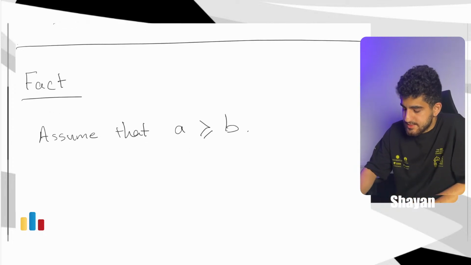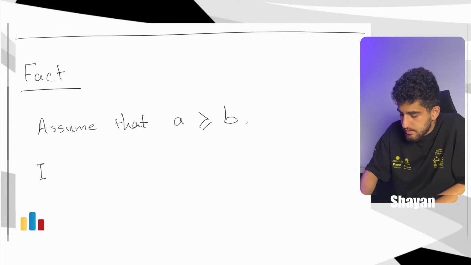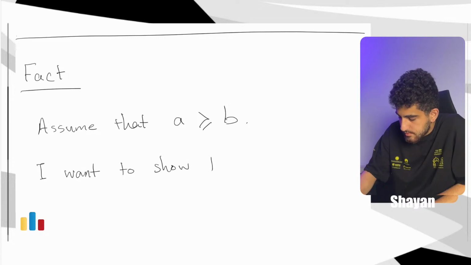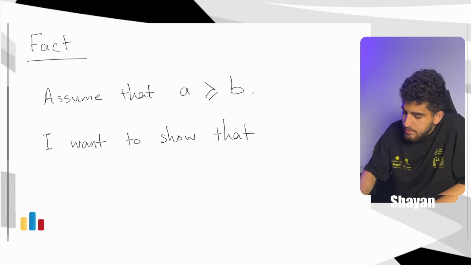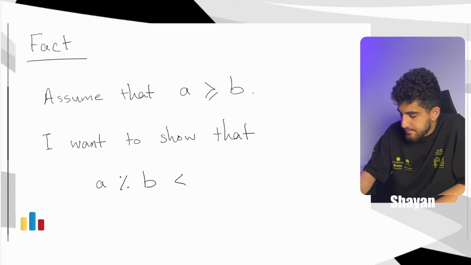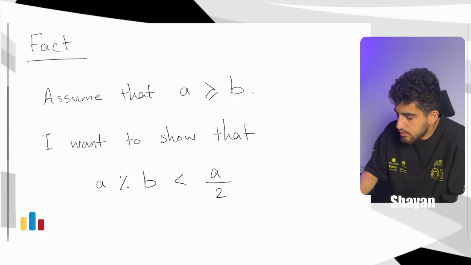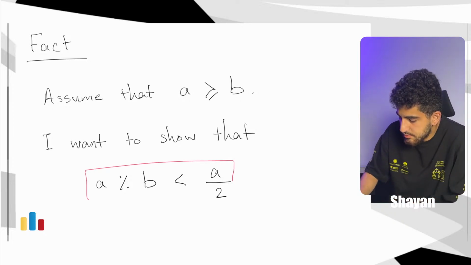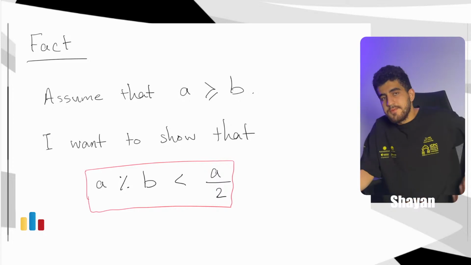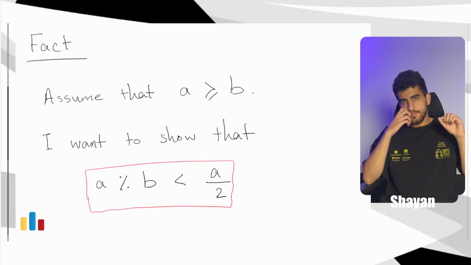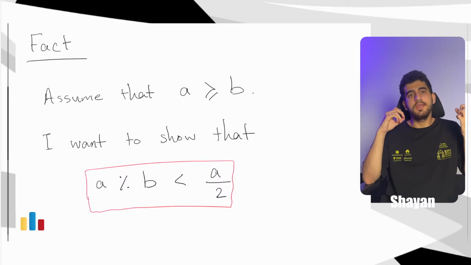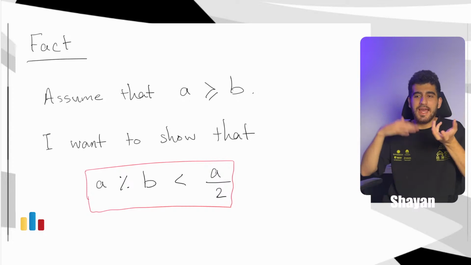What I want to show is this: A modulo B is less than A half. So this is also a very important fact in number theory. Generally it's saying that if you have two numbers, A and B, when you calculate A modulo B, A will be reduced at least by half. A will lose at least half of itself.